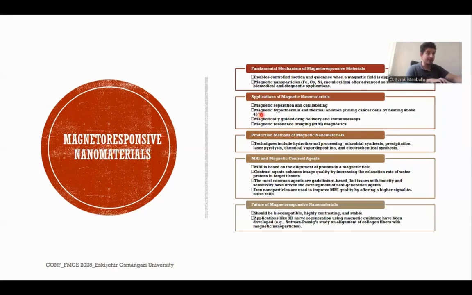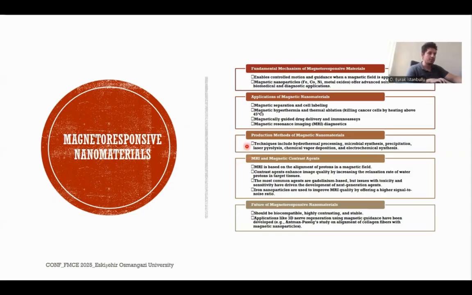include magnetic separation techniques, for instance, in isolating specific cells or biomolecules. In cancer therapy, magnetic hyperthermia heats nanoparticles above 45 degrees Celsius. This effectively kills cancer cells without damaging healthy tissue. They also play a critical role in magnetically guided drug delivery, ensuring that drugs are transported directly to the target site. Furthermore, they are employed in immunoassays and widely used as contrast agents in MRI diagnostics.